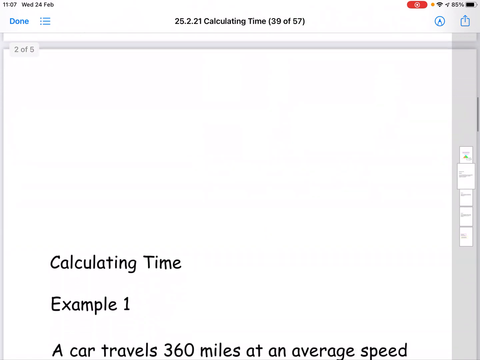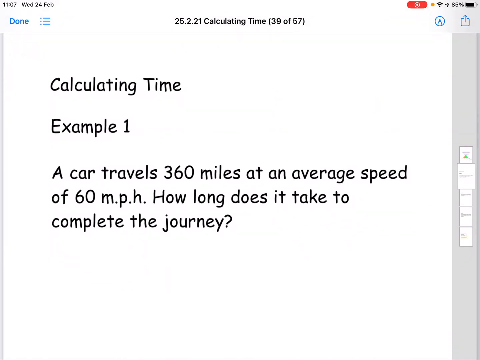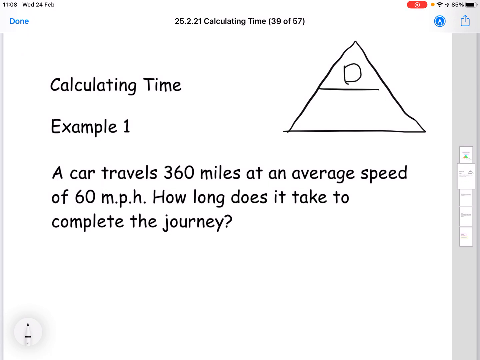So going on to some examples, the first one, this would be a pink style example. We have here a car travels 360 miles at an average speed of 60 miles per hour. How long does it take to complete the journey? If you were needing to write your formula out, you would first of all do the triangle and fill that in: distance on the top, speed, and then time. So if we're looking for the formula for time, if you can't remember it, you would cover up time, and it's D above the S. So your formula for time is distance divided by speed.